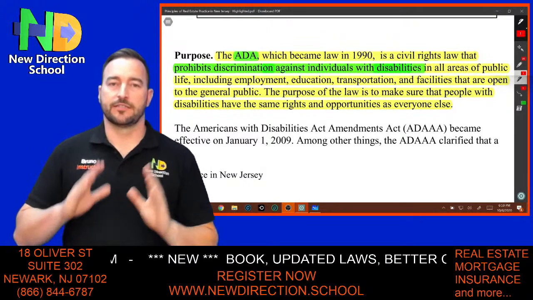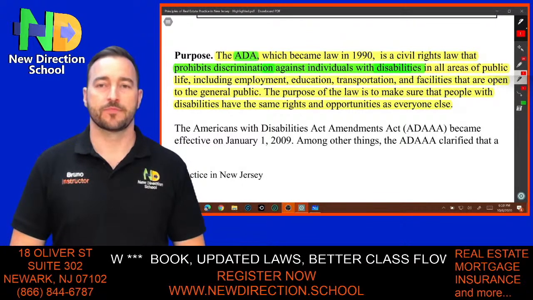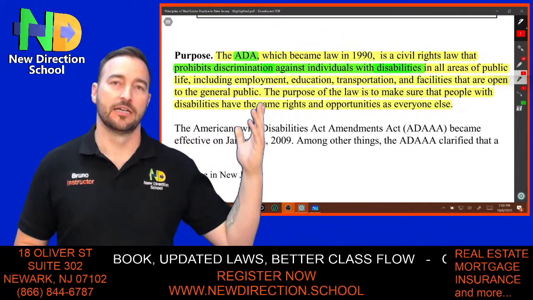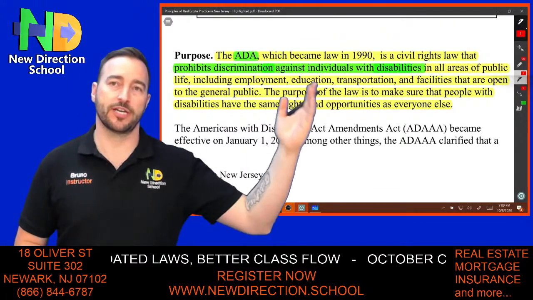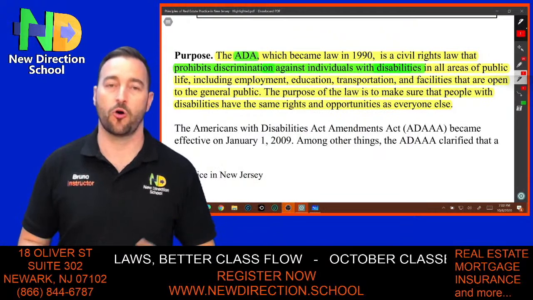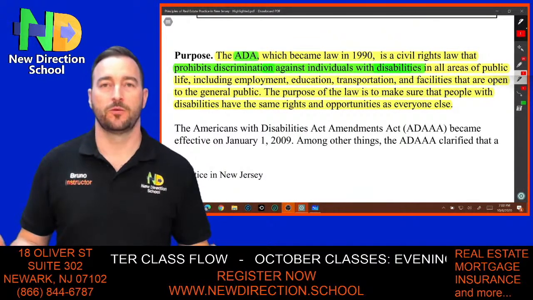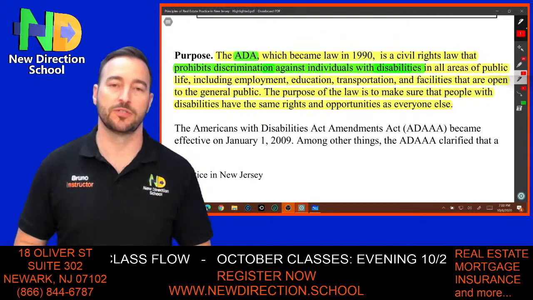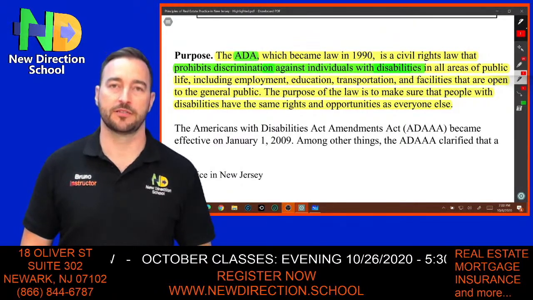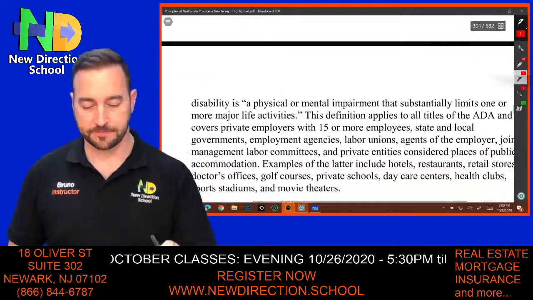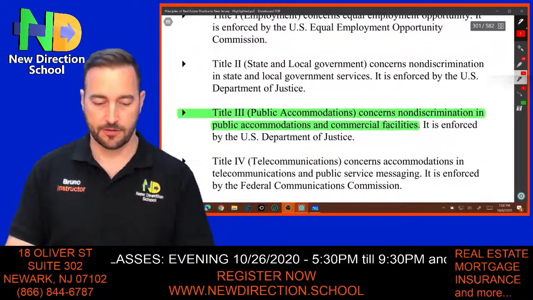Nonetheless, it's the Americans with Disabilities Act. It's to protect people with disabilities from discrimination. But it's in all areas of public life, including employment, education, transportation, and facilities that are open to the general public. What do I mean by open to the general public? We're not talking about your primary residence. We're not talking about a 1 to 4 family. We're talking about commercial properties. So the Americans with Disabilities Act pretty much applies to, on the next page, the things you need to remember.